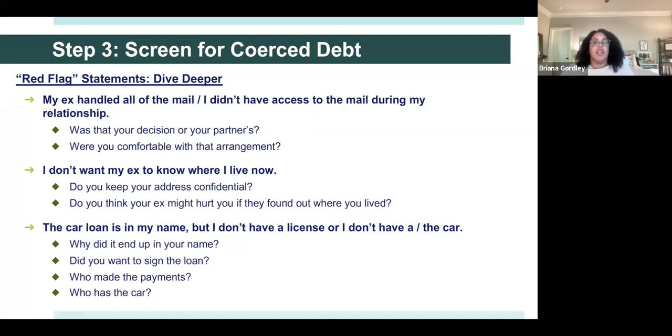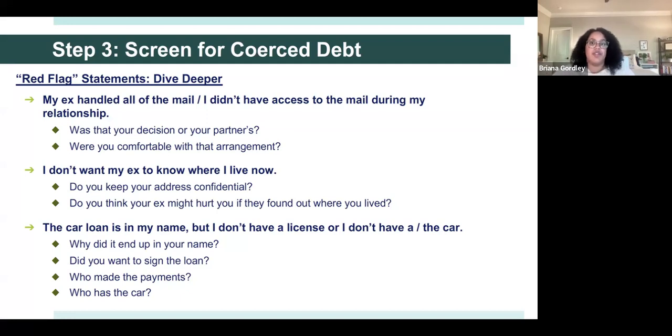But if you are giving legal services or you are doing counseling services and your client brings up they don't want their ex to know where they live, okay, that may indicate more is going on and you want to ask those probing questions. And then next, "The car loan is in my name, but I don't have a license and I don't have the car."